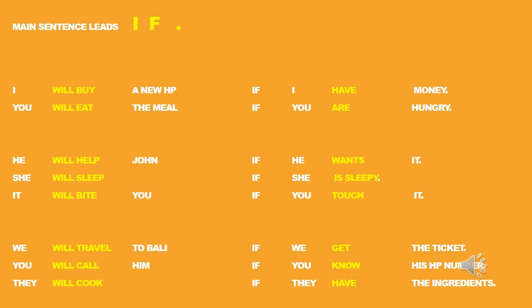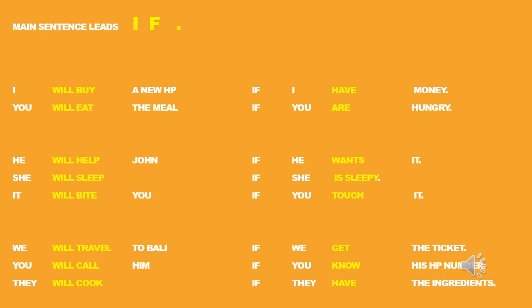In the conditional sentence, if and will never be in the same sentence. If the sentence uses if, we may not put will inside. We may not say I will have. That's a wrong sentence. If you have if in the sentence, you won't have will in the same sentence. Okay? So the will sentence is I will buy a new handphone. The if sentence is if I have money, never if I will. It is a wrong one.